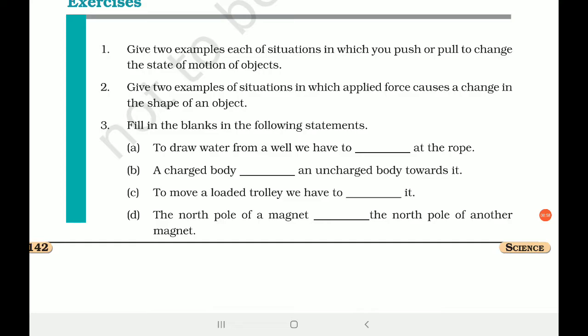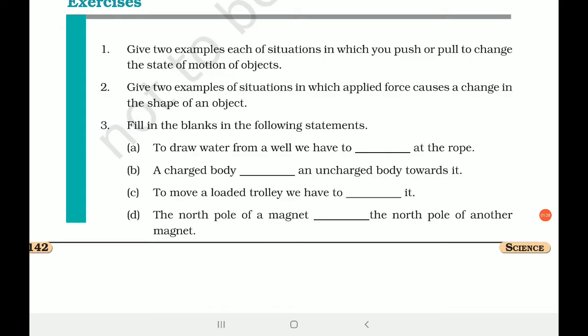Give two examples of the situation in which applied force causes a change in the shape of an object. So, changing the shape of the clay or making objects from clay is one example, or maybe stretching an elastic band, right? It's changing the shape. Then we have fill in the blanks for the following statements. To draw water from the well, we have to pull the rope. I hope you understand. We have to pull it.